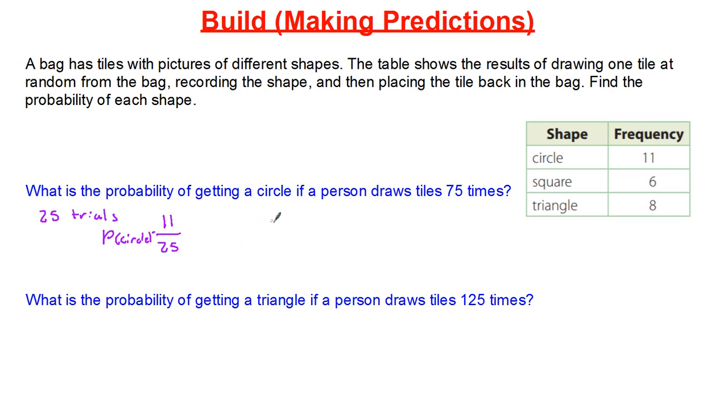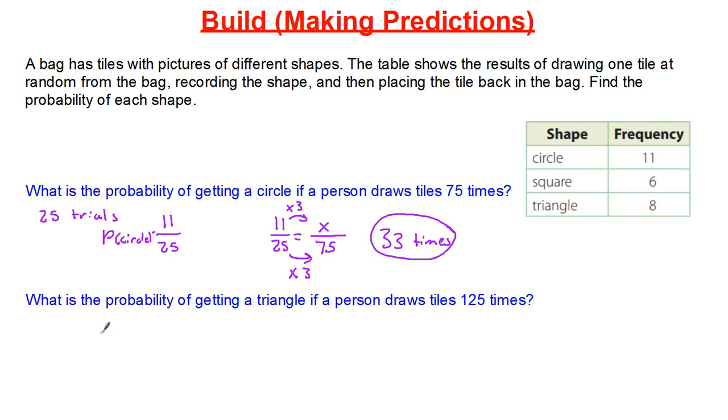Now I have that ratio. I need to figure out how much I could expect to get if I draw it 75 times. So the total number of trials is going to be 75. 25 times what number is 75? 25 times 3. So 11 times 3 is going to give me my value for x over here. 11 times 3 is 33. So I could expect to draw the circle 33 times based off of this experimental data.